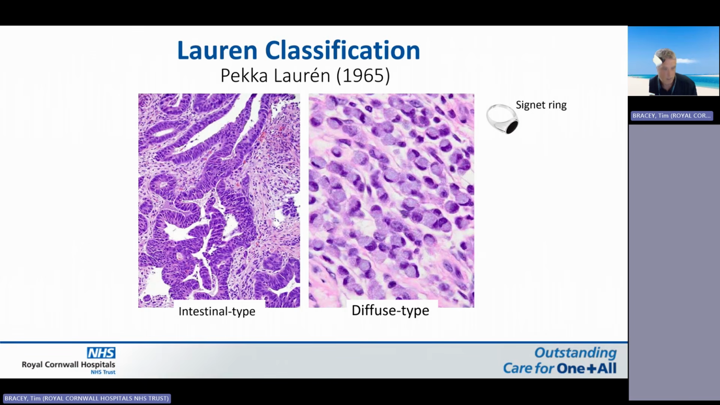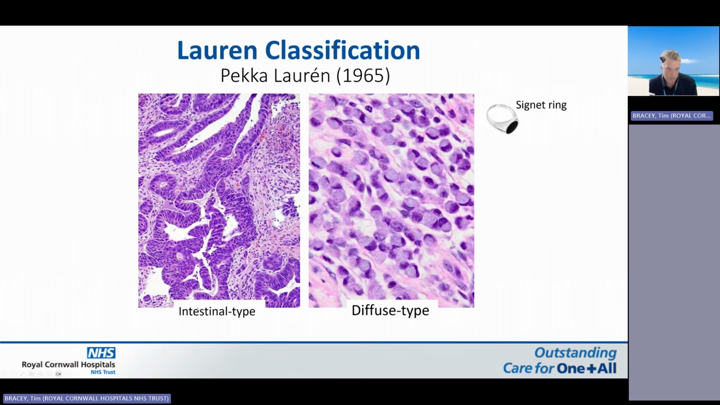So this is a professor from Finland. In 1965, it's still the classification which the clinicians like the best, and I must admit I do as well, although it's pretty subjective. So Pekka Lauren diagnosed two separate sort of extremes of types of adenocarcinoma in the stomach.